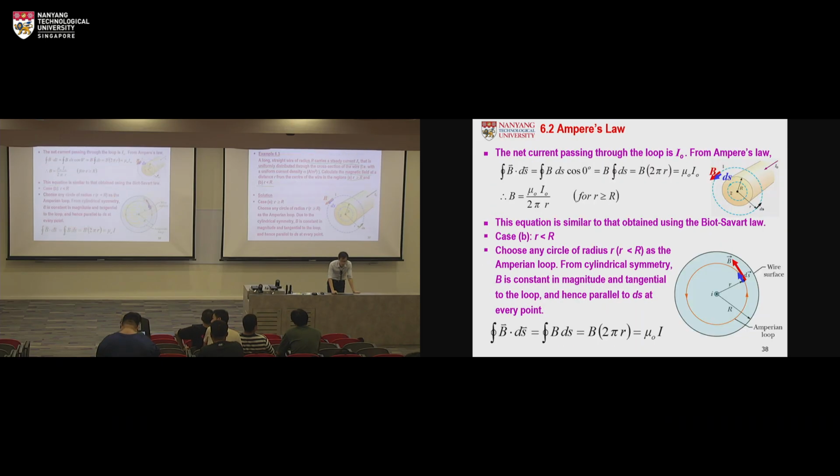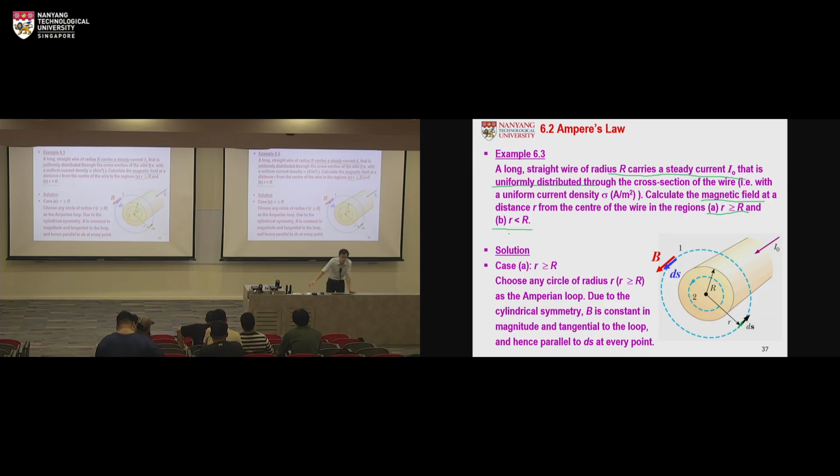Let's say for this kind of wire, the so-called Ampere's loop is going to be this one. If we are doing the first part, outside the wire, then we should construct an Ampere's loop like this, which is concentric to this wire but the radius is larger. So this is going to be a proper Ampere's loop.